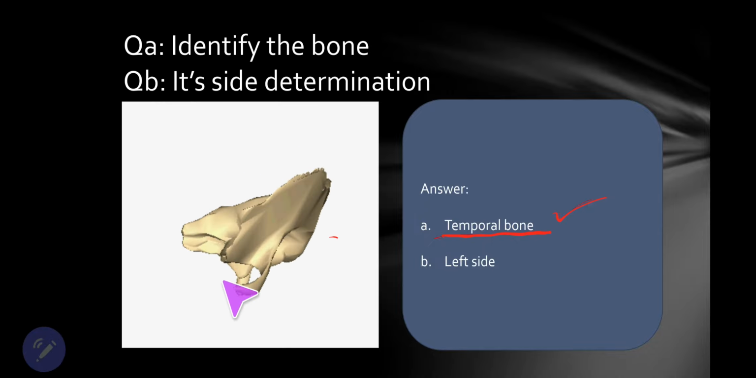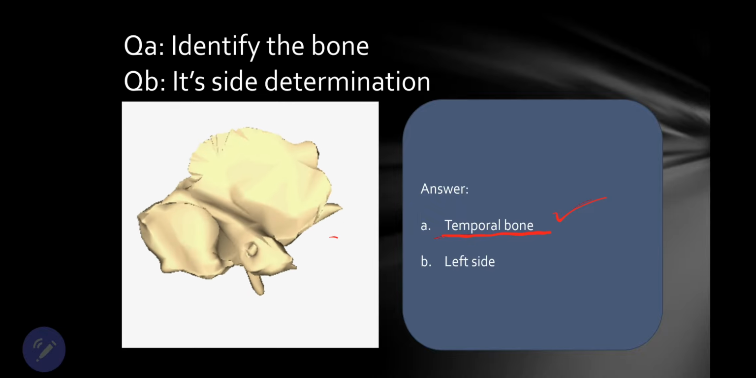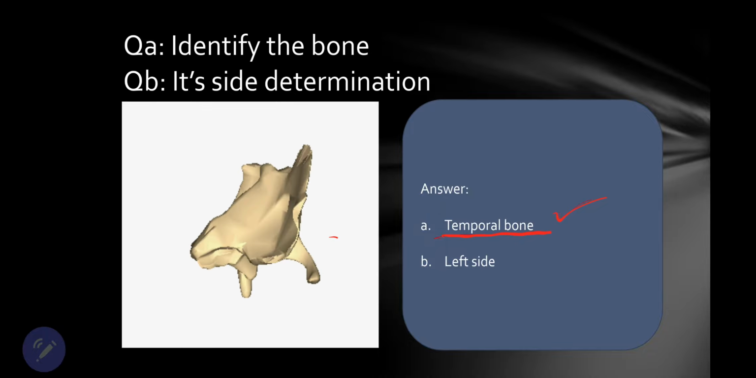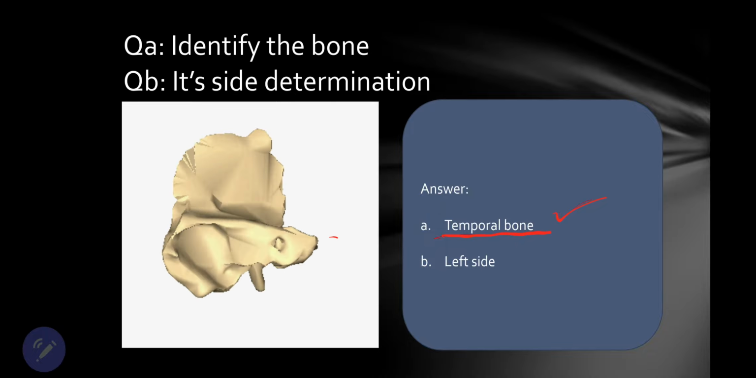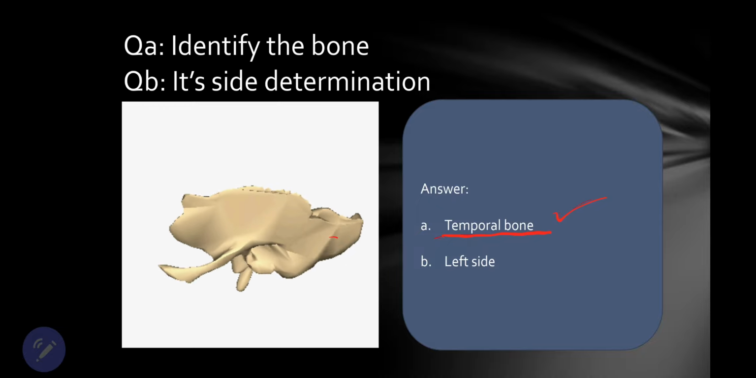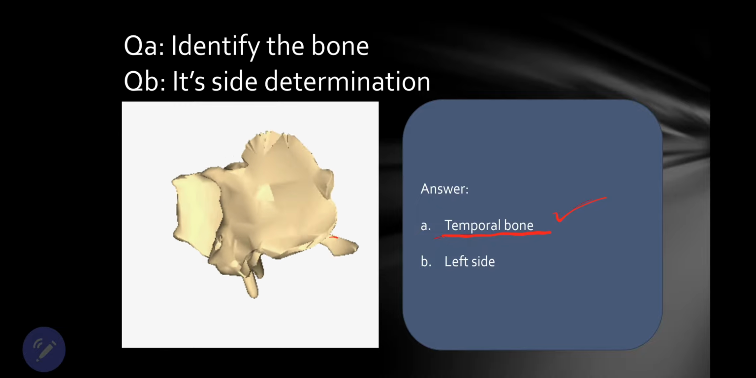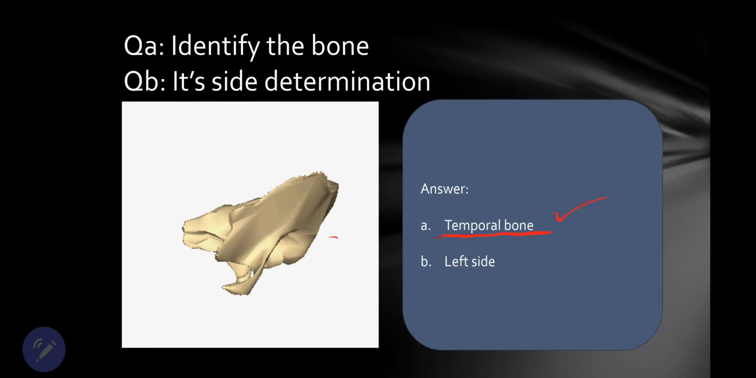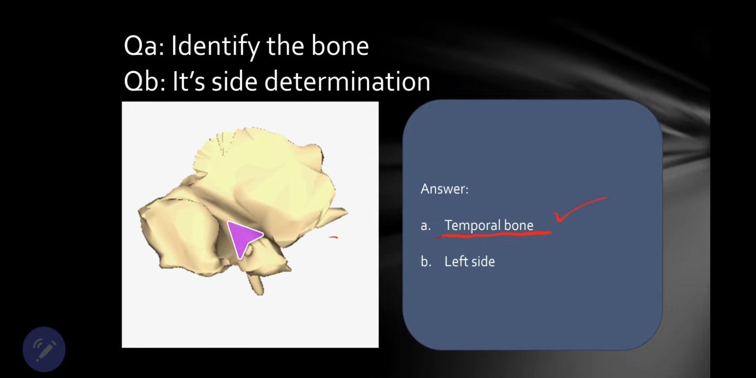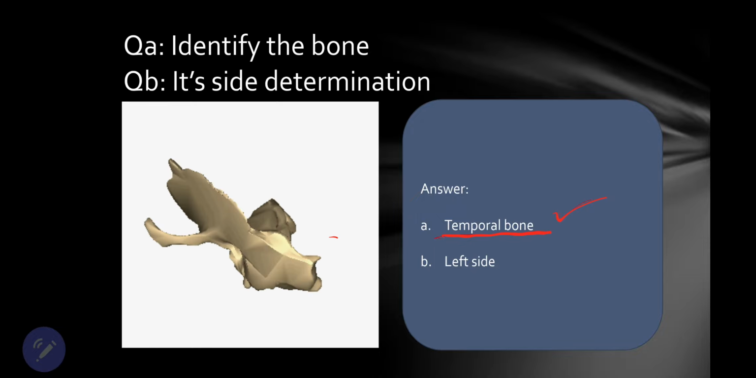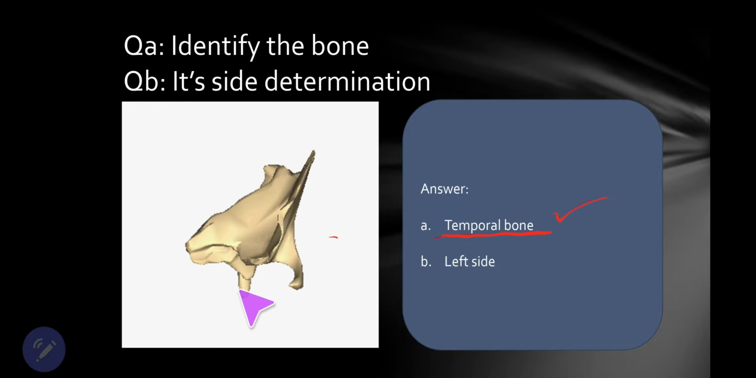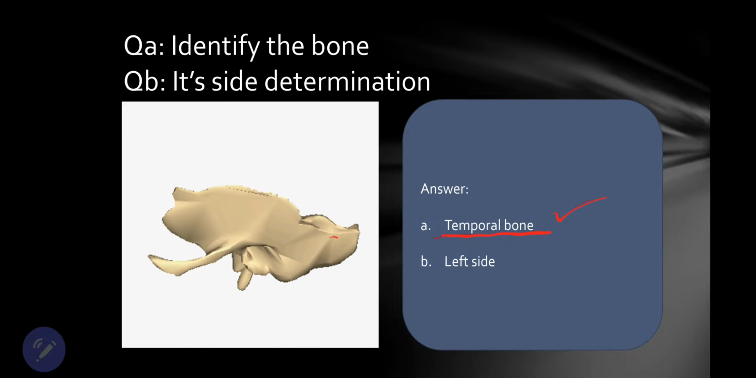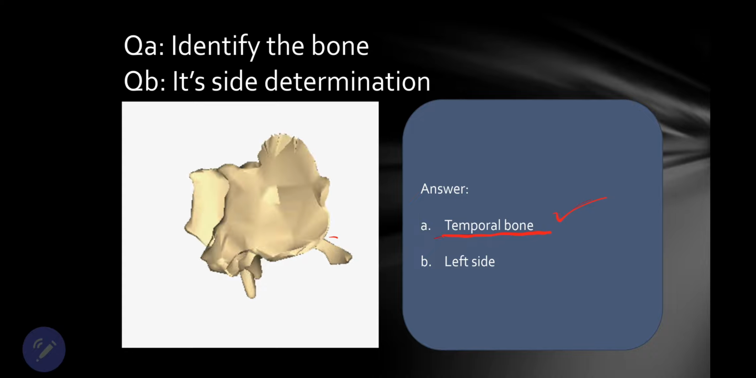Then posteriorly it also has a process called the mastoid process, behind this external auditory meatus. The mastoid process appears by the 2nd year of life. So all these features of a temporal bone you got to know, and the side determination is clear: the petrous temporal is directed inside, the zygomatic is outside, the styloid process is downwards, and the squamous portion is directed upside. So that means this is of the left side.